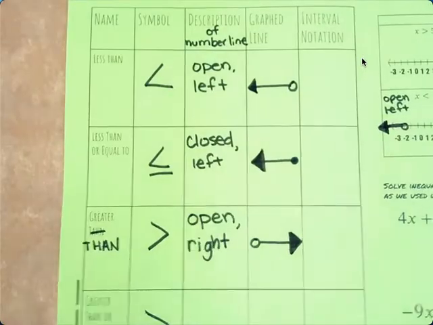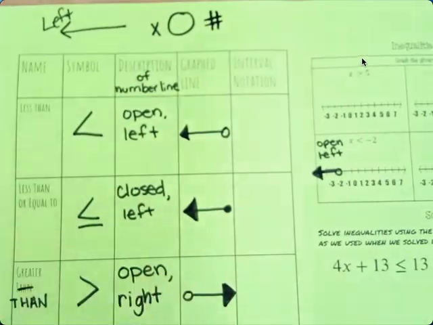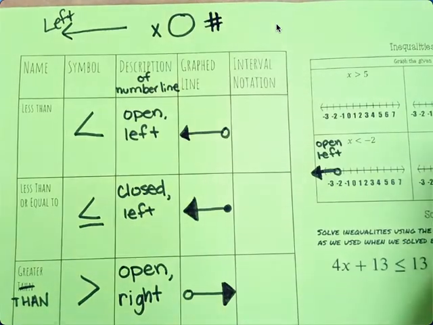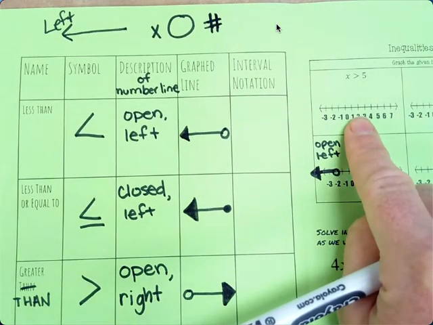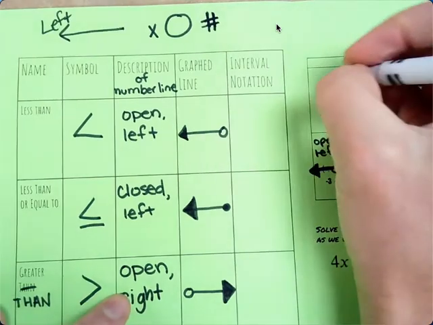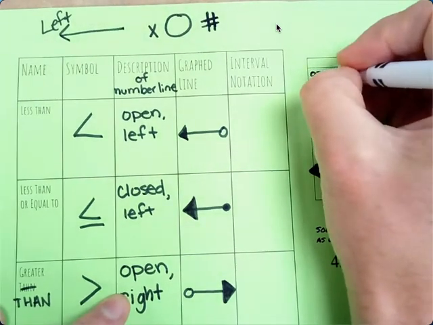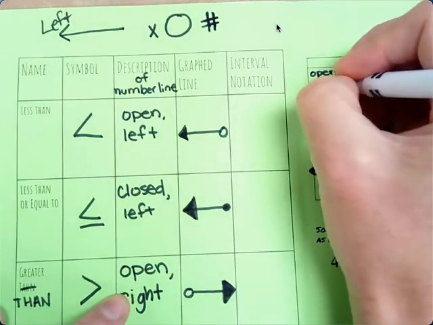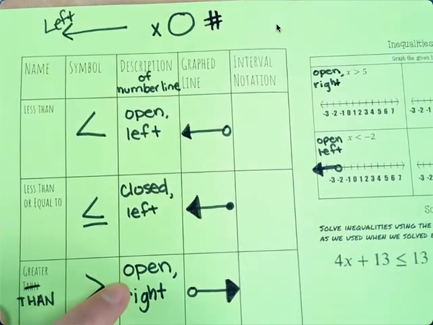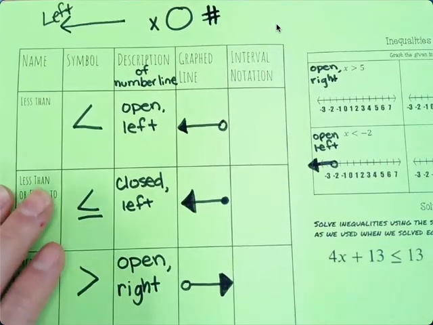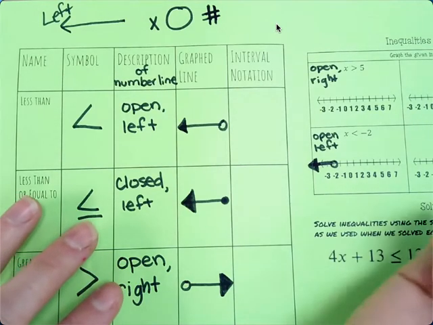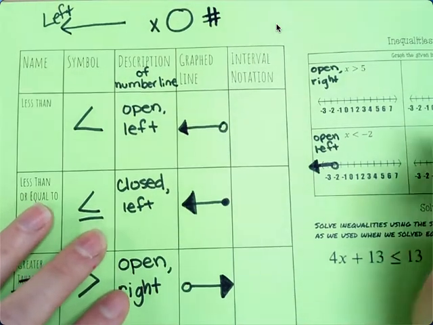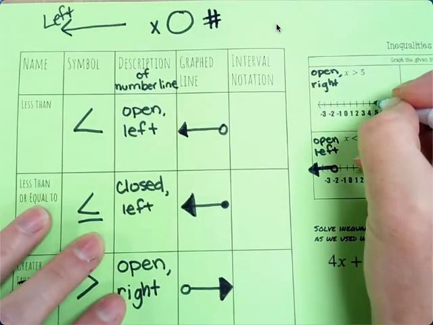So let's find one that is a greater than over here. The first one. So greater than 5. So this is going to be an open circle. It's going to go right. So if I say x is greater than 5, that means that x can be 6, 7, 8, 100, 40,000. Yep. So on 5, we'll put an open circle.